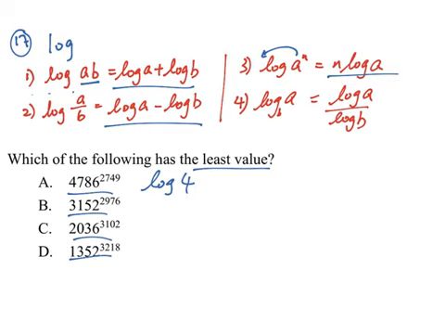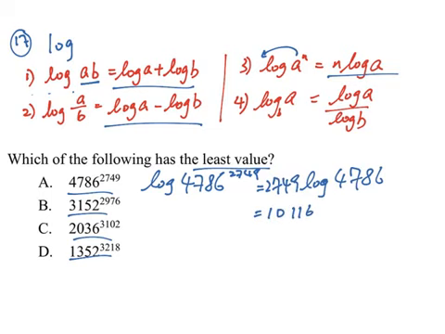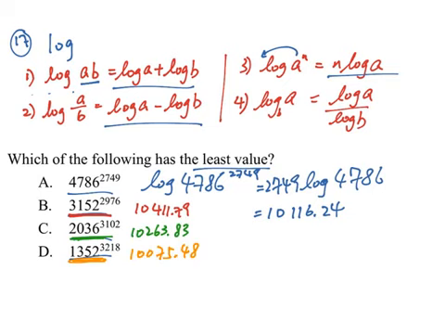So log 47x6 to the power 2749, because we can move the index to the coefficient. So it becomes 2749 log 47x6. Then we use the calculator, so we can get 10116.24. By using the same method, we can get these three answers. Then we compare. The least value is D, so it is the answer.